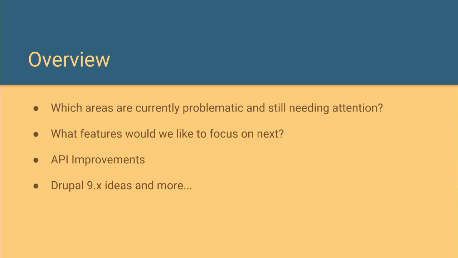So the 4 areas that we're going to look at is current problems right now, like what we really need to get fixed to kind of get out of the experimental phase. What features we'd like to focus on next, if we dare add any more features. Possible API improvements, so this is more focused at contrib and core developers. And then, dare I even say it, what are we going to do in Drupal 9?